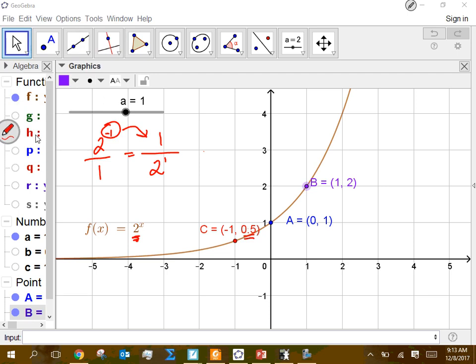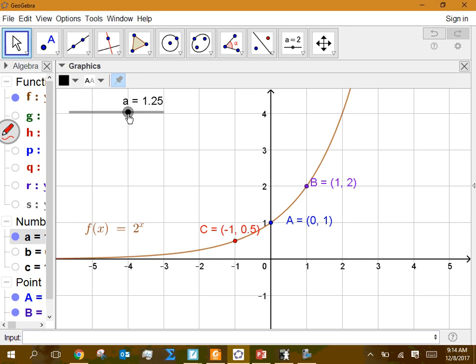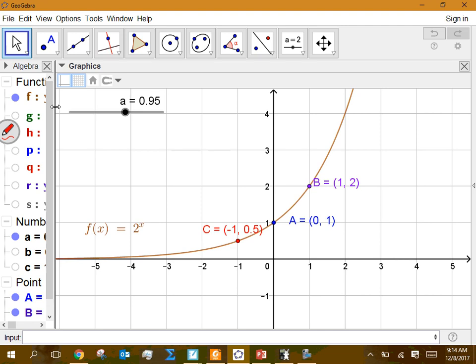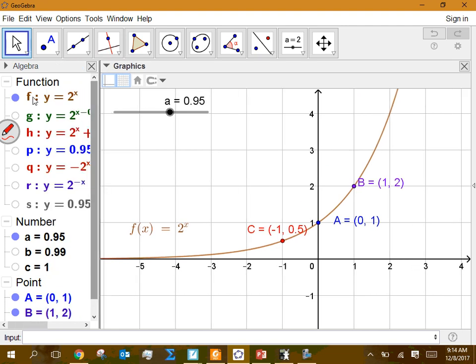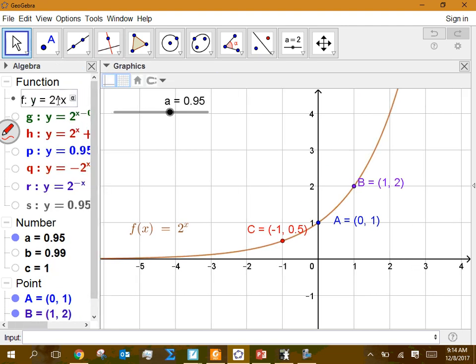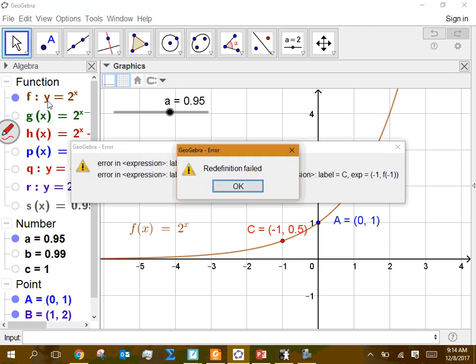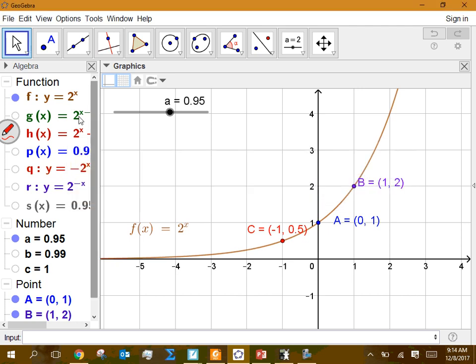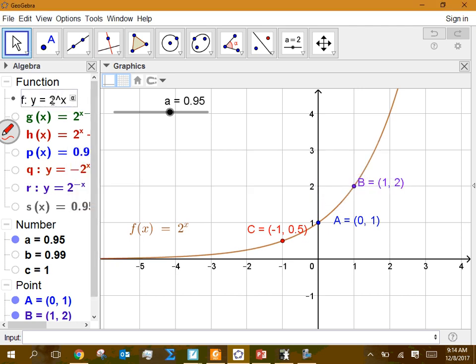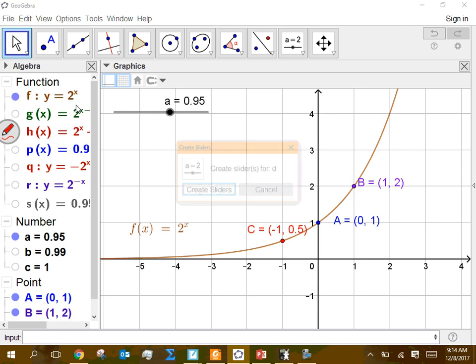See if I can clear some stuff out here real quick. If we move this a value, well, I guess I didn't do it that way. Let's do it this way. I don't think I've used R. Won't let me use R. All right.